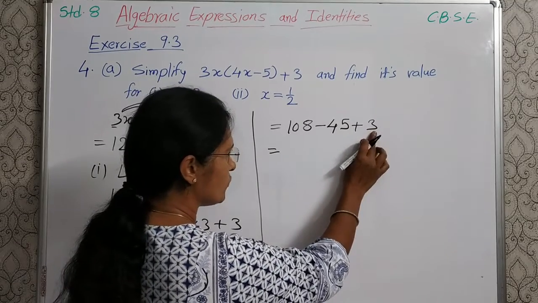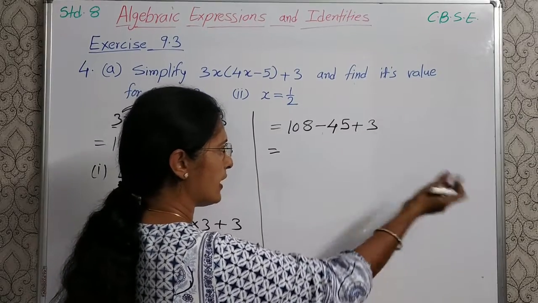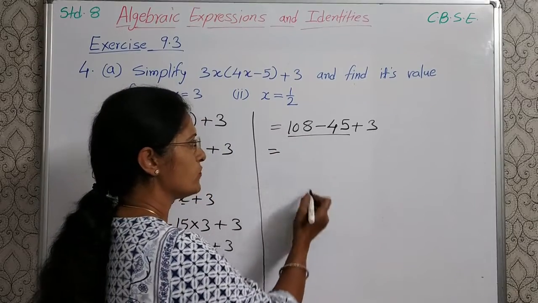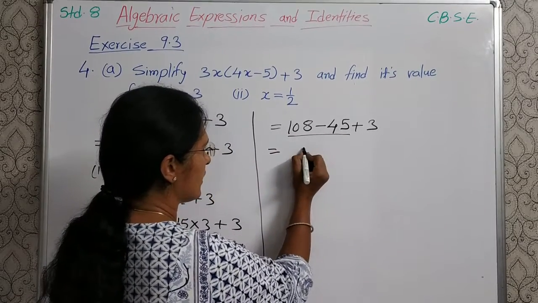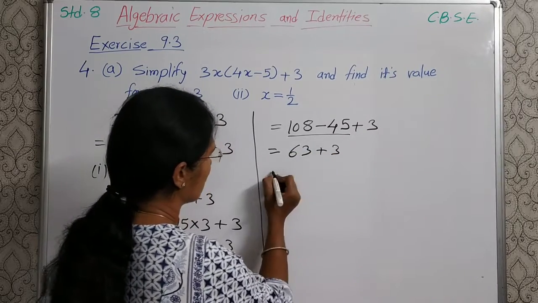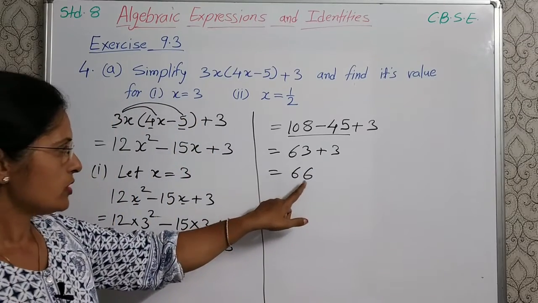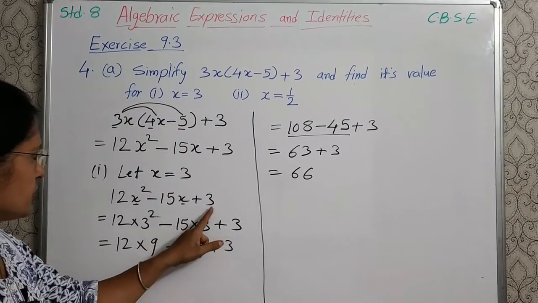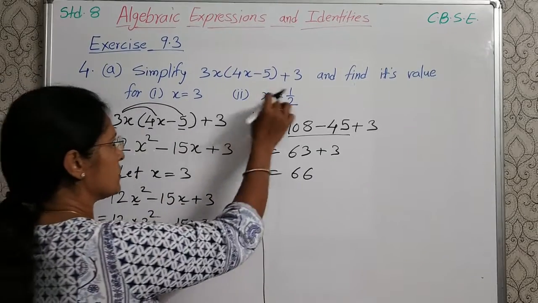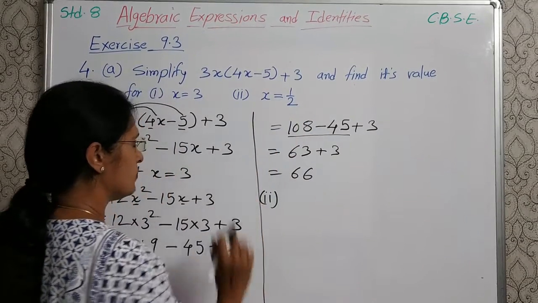You can add these two first and then you can subtract 45, or first subtract this and then add 3. So first we will subtract this, 108 minus 45. So 8 minus 5 is 3 and 10 minus 4 is 6, plus 3. 63 plus 3 is 66. So this is the value for this expression by substituting x is equal to 3. Now we'll take the second value. Now substitute x is equal to 1 by 2.